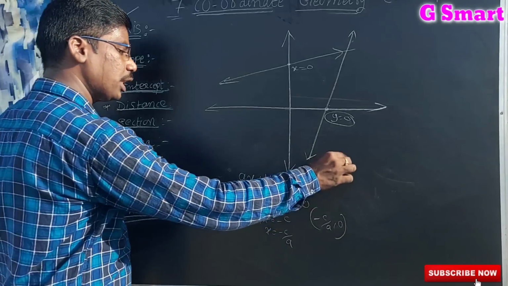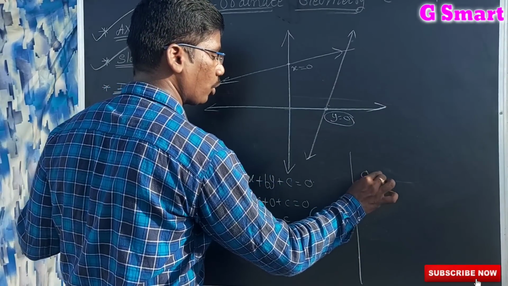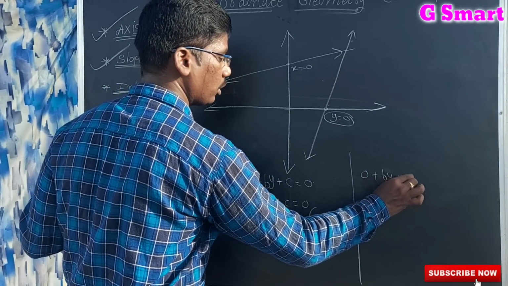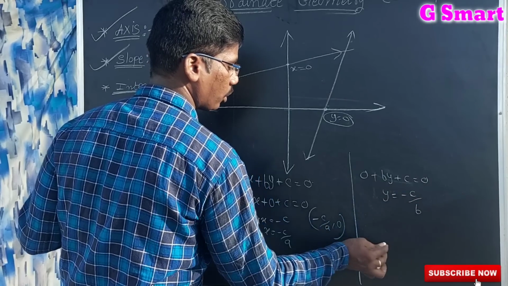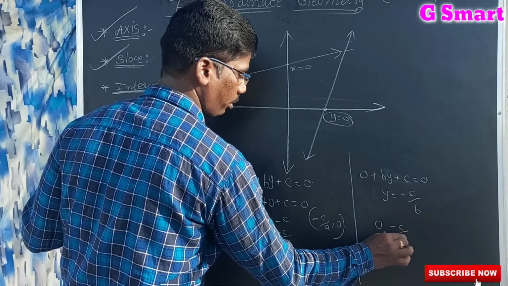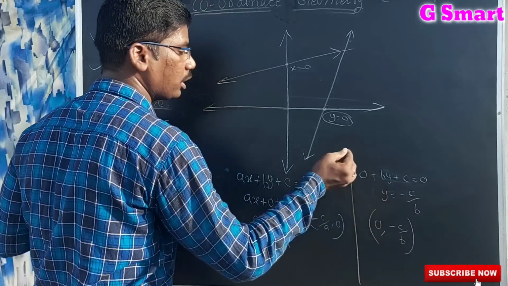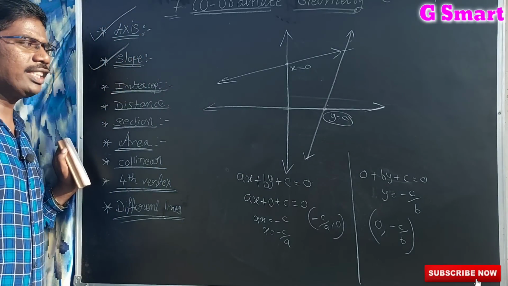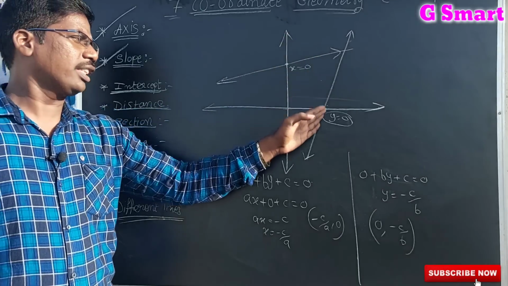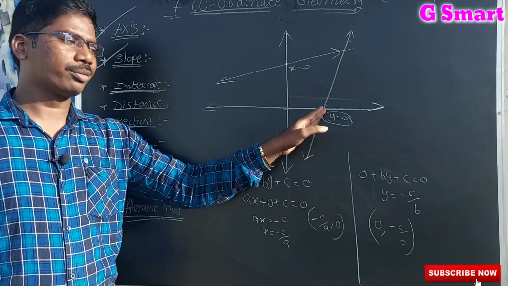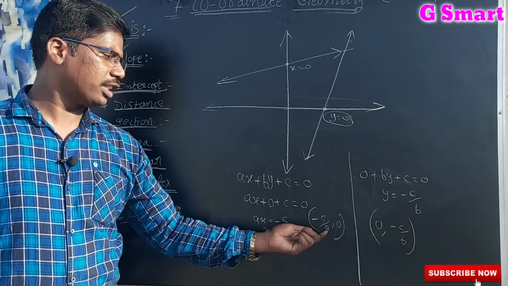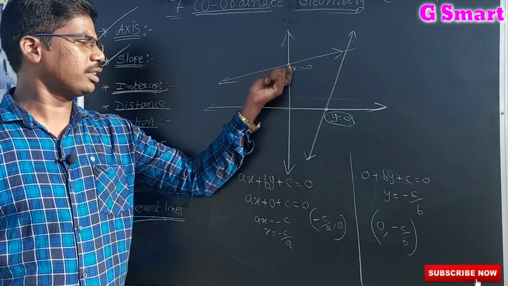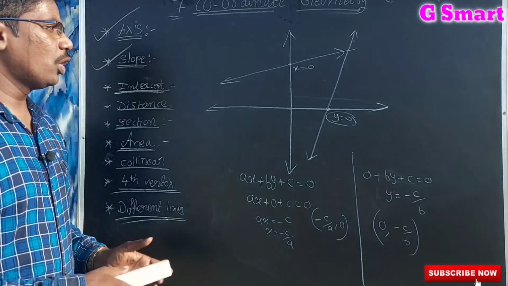The same line which is intersecting the y-axis means x is equal to 0. So by + c = 0 and y = -c/b. So that means (0, -c/b) is the point which is passing through this line. Like that we can say the line is intersecting the x-axis at (-c/a, 0) and intersecting the y-axis at (0, -c/b). So that is the line.